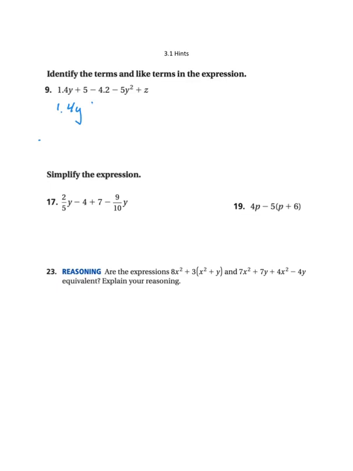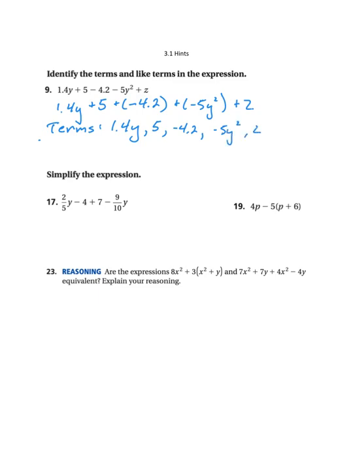So 1.4y plus 5, that was already addition. Instead of minus 4.2, I'm going to write plus negative 4.2. Instead of minus 5y squared, I'm going to write plus negative 5y squared. And then this part was already written as addition. Now that I have this written as addition, I can list all of my terms. So my terms here are 1.4y, 5, negative 4.2, negative 5y squared, and z. That's my list of terms.